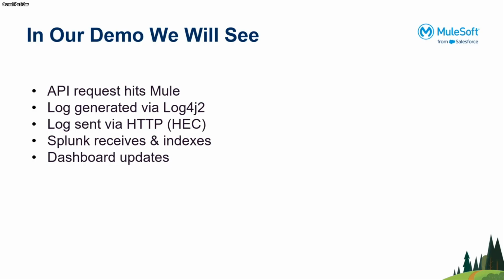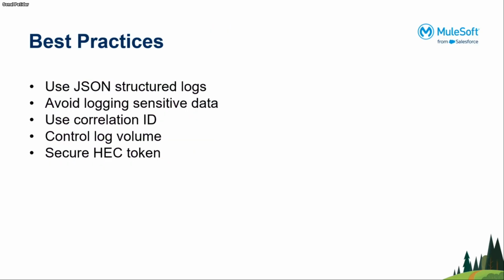Before going to the demo, I will discuss some best practices. The first one is to use JSON structured logs. Instead of plain text logs, we should use the JSON format. This makes logs easy to search, filter, and analyze in Splunk. For example, we can directly query fields like status, API name, or correlation ID. The second one is to avoid logging sensitive data. We should never log sensitive information like passwords, tokens, or personal data. This is important for security and compliance.